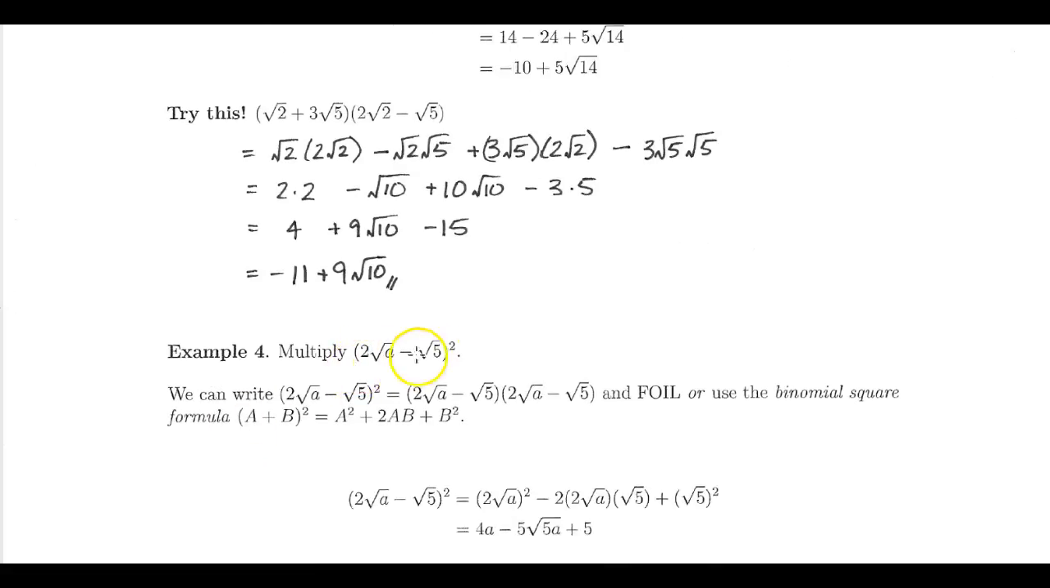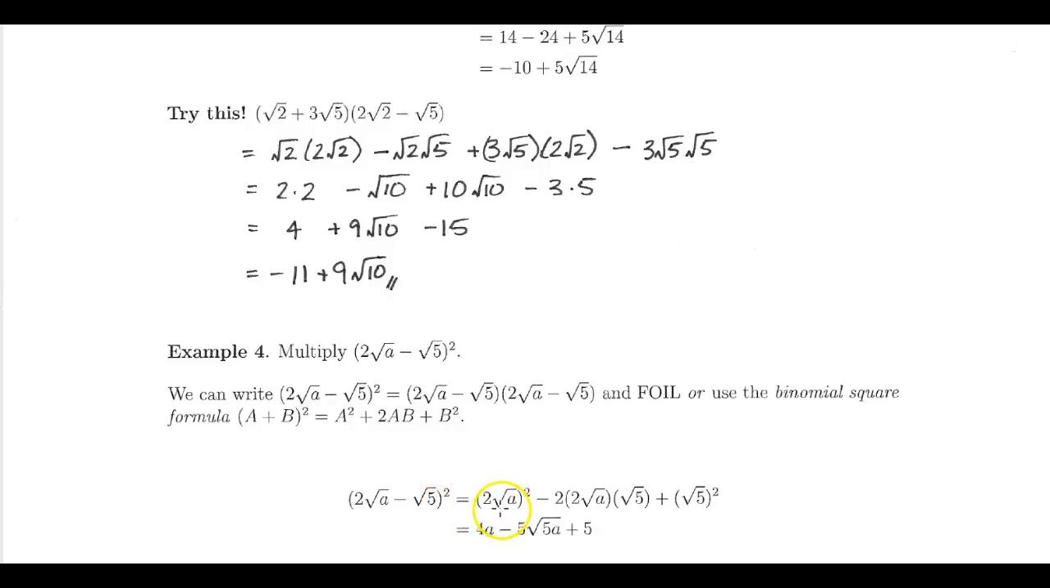We can also square, and the squaring formula, if I have a binomial squared, remember it's a squared plus 2 times ab plus b squared. So if I have 2 root a minus root 5 squared, I can let capital A be 2 root a and capital B be root 5. So if I square A, that would be 2 root a squared plus 2 times A times B. Since I have a minus here, it's going to be minus 2 times 2 root a times root 5 plus root 5 squared.